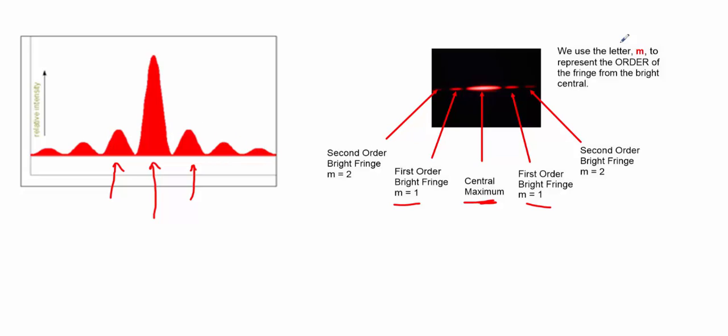We're going to use M to represent order number because we're going to get these patterns of one bright, another bright, another bright, another bright. So the first order fringe is M equals 1, which means the central fringe is M equals 0. That's going to come into play when we set up our geometry and then eventually our equation.